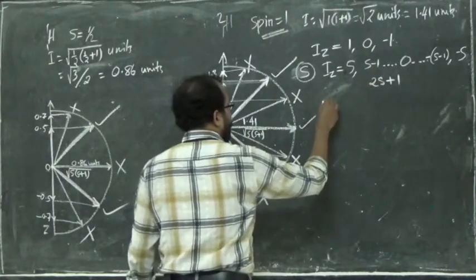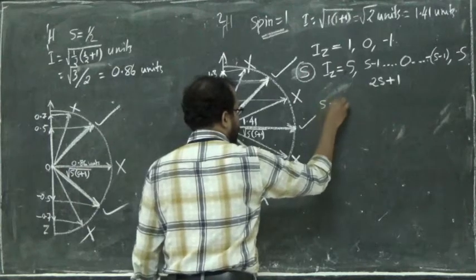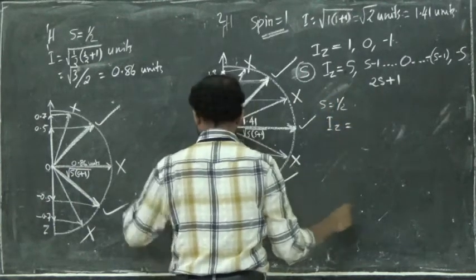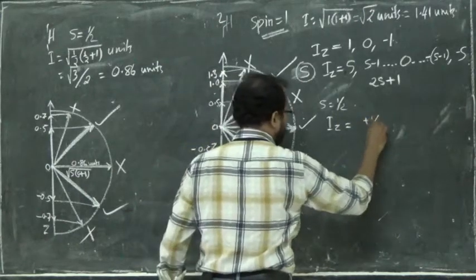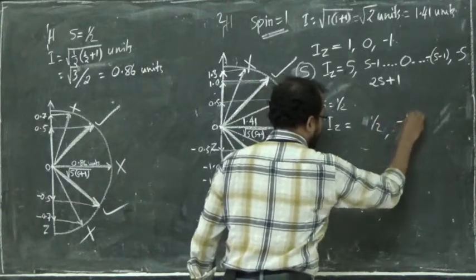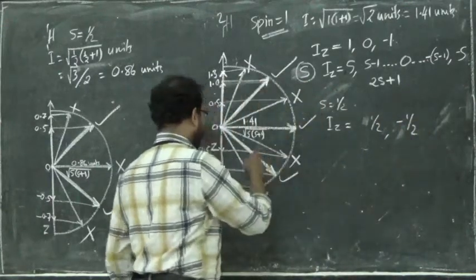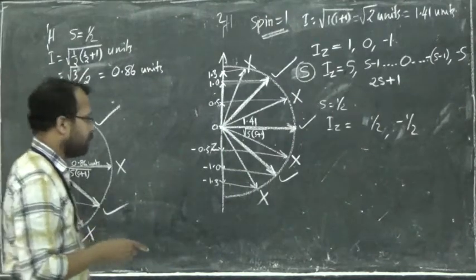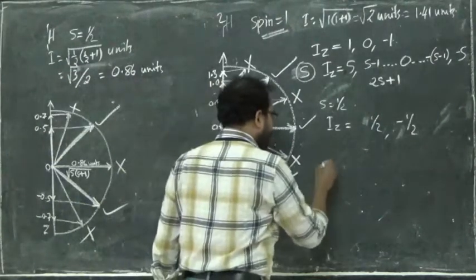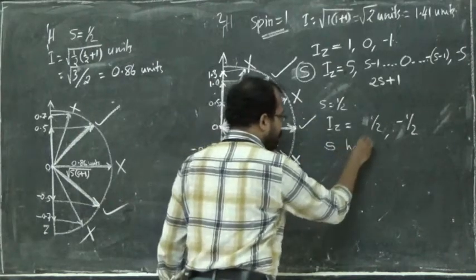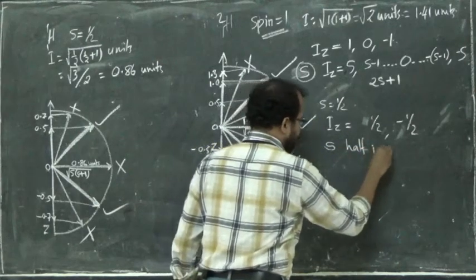Therefore, in this particular case, S is equal to half. Therefore, Iz is equal to plus half and minus half. These are the Iz values: one Iz value is plus half and another Iz value is minus half. So, in general, if the spin is S, a half integral spin.